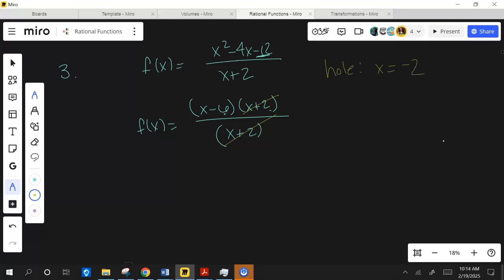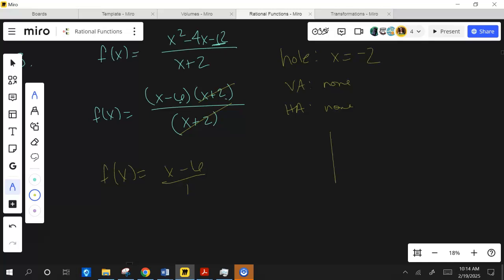So what this graph really looks like, this is a really easy graph to do. This is just a line that has a hole in it. There's no vertical asymptotes, right? There's no horizontal asymptotes because I'm not even a fraction anymore. It's a line, right? But if I put it over 1, I'm top heavy, so there's none.